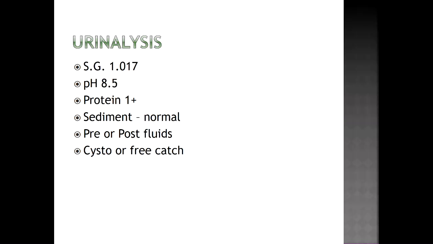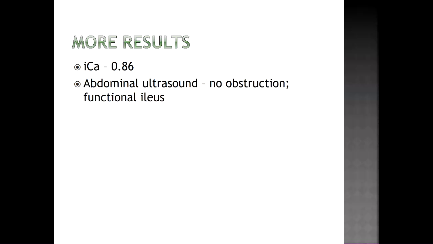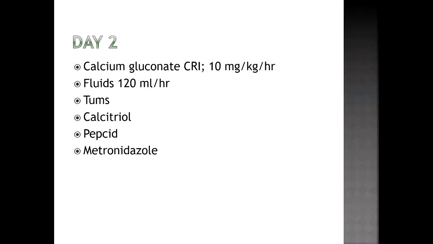Urine specific gravity, I can't remember, we didn't know if it was pre or post fluids. We didn't know if it was a cysto or free catch, but his specific gravity was 1017 with a protein of +1. The nice thing is he's alkalotic and his urine pH was 8.5, so that means that he doesn't have any sort of renal tubular issues. Ionized calcium the next day was 0.86. We did ultrasound him. There was no obstruction, so that's good. He did have a functional ileus.